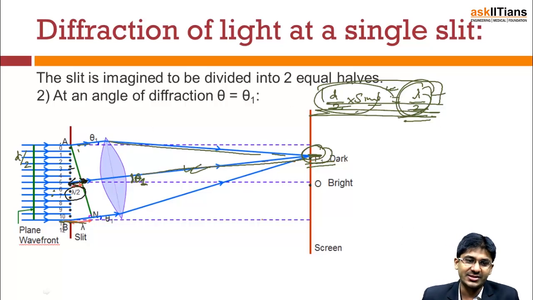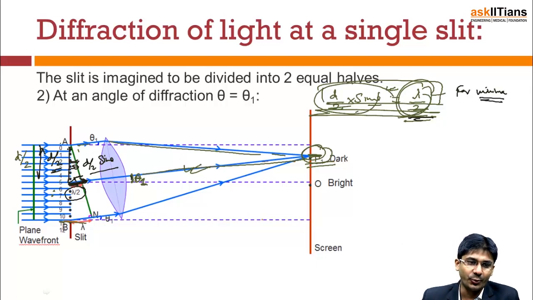And now what is this distance in terms of this length? If this is d by 2, in terms of this length, this is d by 2 sine theta, because this angle is theta. So this is d by 2, this is theta, this is 90. So what is this distance? This is d by 2 sine theta equal to lambda by 2. This is for minima.